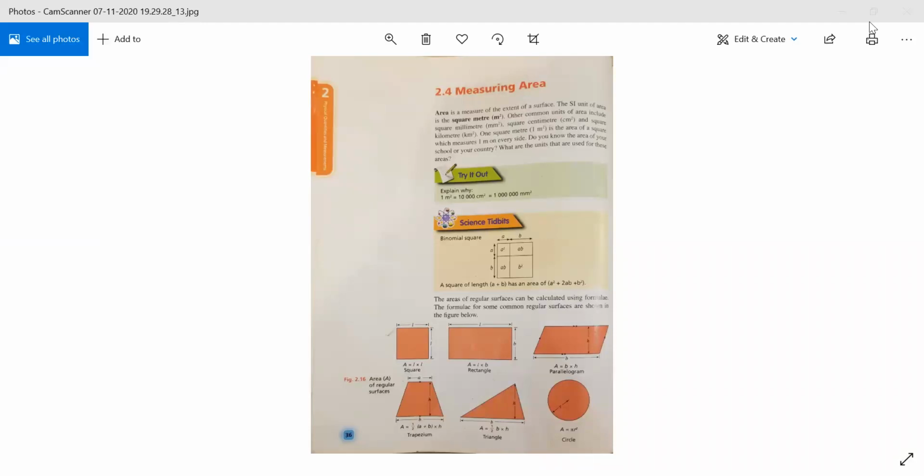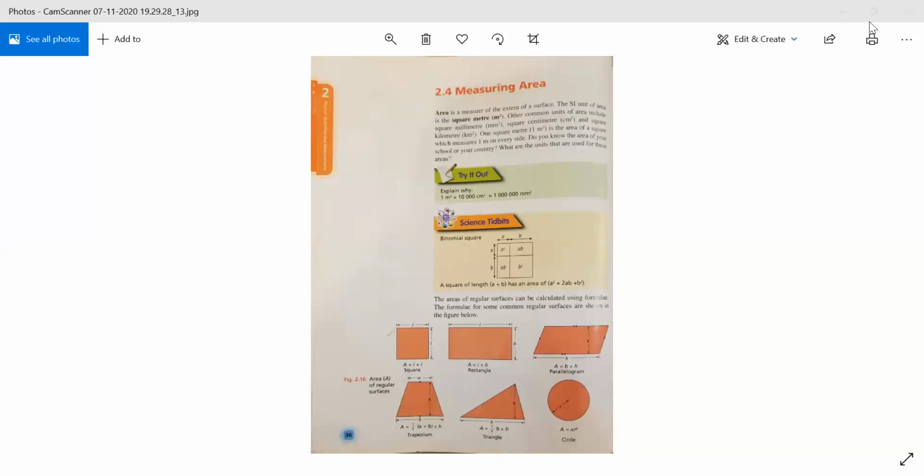Students, as you all know, today we have our science session, and in the previous class we discussed and learned 2.3. Now in today's class we are going to learn how to measure area, Measuring Area 2.4, and I want everyone to open the books and open book page number 36.